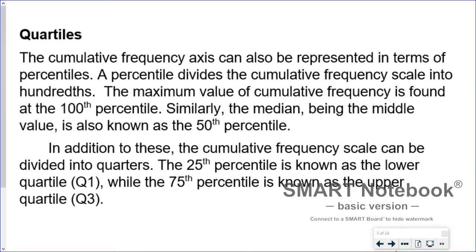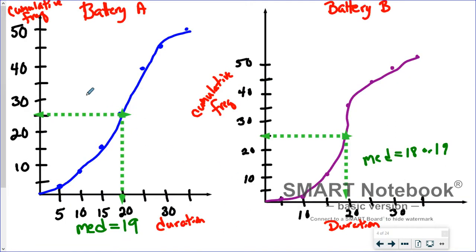quartile, Q3. All right, so really, if you wanted to go halfway between 25 and 50, which would be 37.5, right, you could come up here and go over, and that would be your Q3. You could go halfway between 0 and 25, which is 12.5. Come over here, that would be your Q1. And of course, you could do it over here as well.